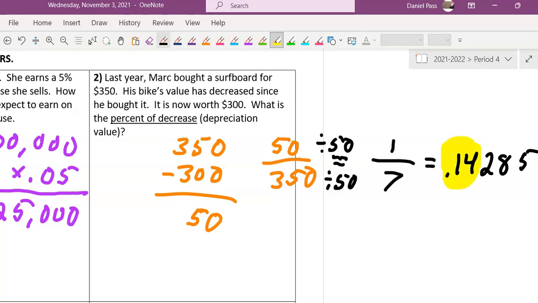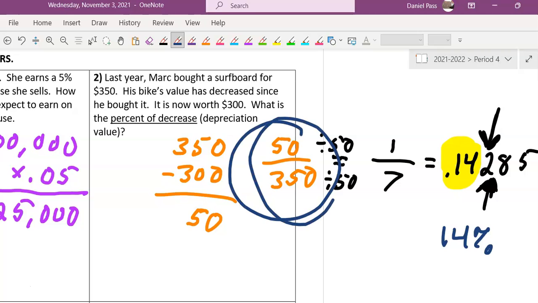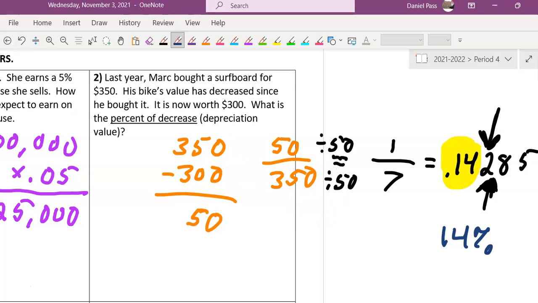Okay, we look at this number. So are we going to go up? We've got a 2. Is that 5 or higher? No. So we stay at 14. So it's 14%. So careful. I know it's quick. If you're going a little too quick, you might say that's 7. You got to be careful because 1/7 is different than 7.